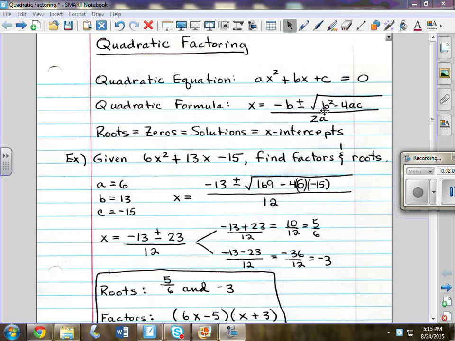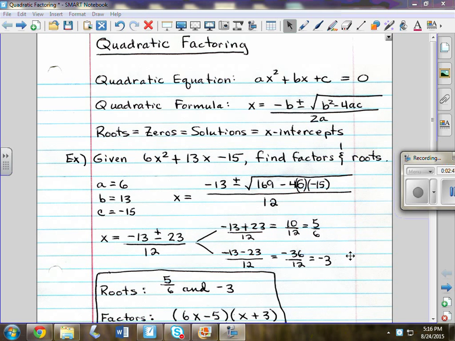When you do b squared, this number right here is always positive. And then I substituted in the rest of the numbers, and I combined these and took the square root. That's where I got the 23. First, I'm going to go over the top, so negative 13 plus 23, that's what I have here, over 12, and I simplified it to get 5/6, and then I did negative 13 minus 23 over 12, and that's the one I simplified here and got a negative 3. So these are the two roots, 5/6 and negative 3.